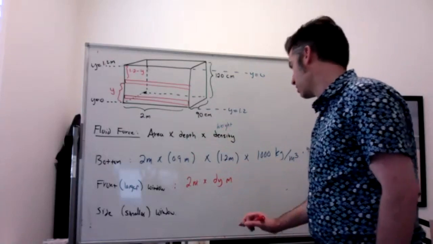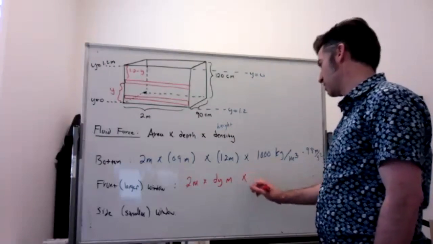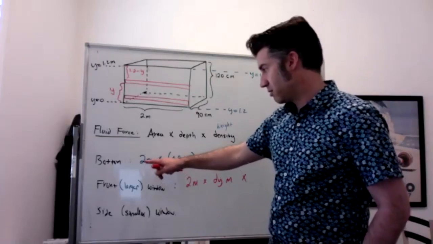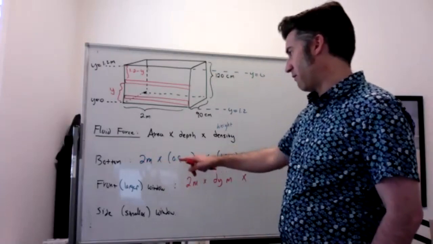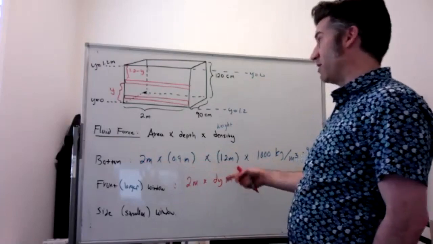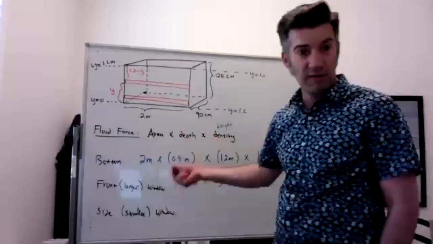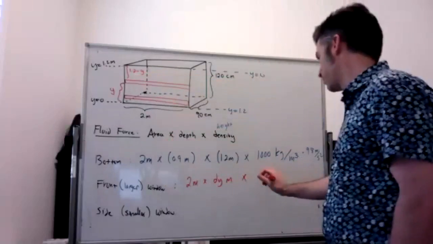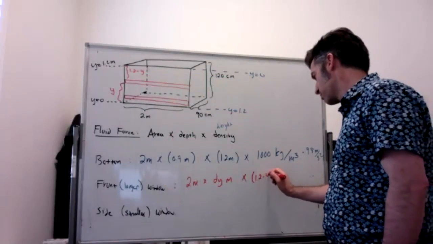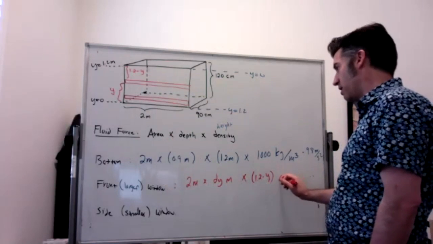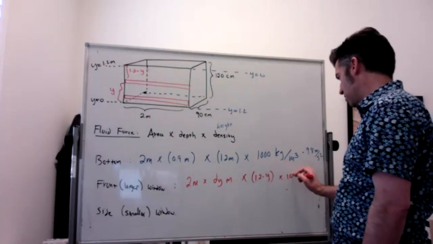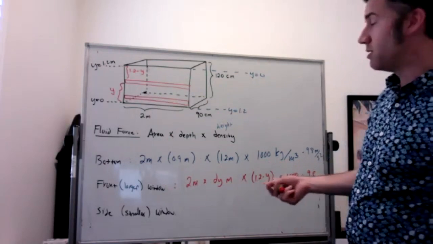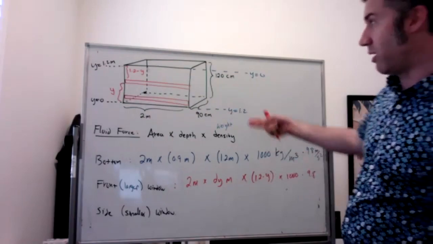meters, times the depth, right? So I have the length, I have the width. Now I'm going to have the depth, which is going to be variable. It's going to depend on how high it is. It's going to be 1.2 minus y times density times 9.8. But that's just the fluid force due to pressure on this strip.